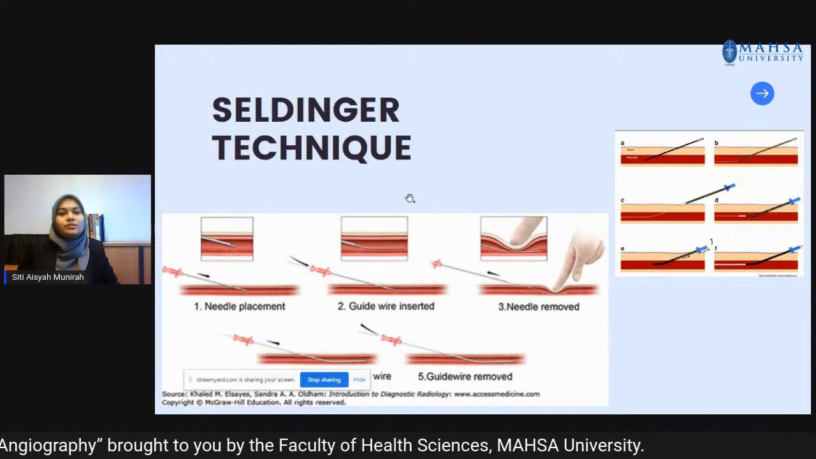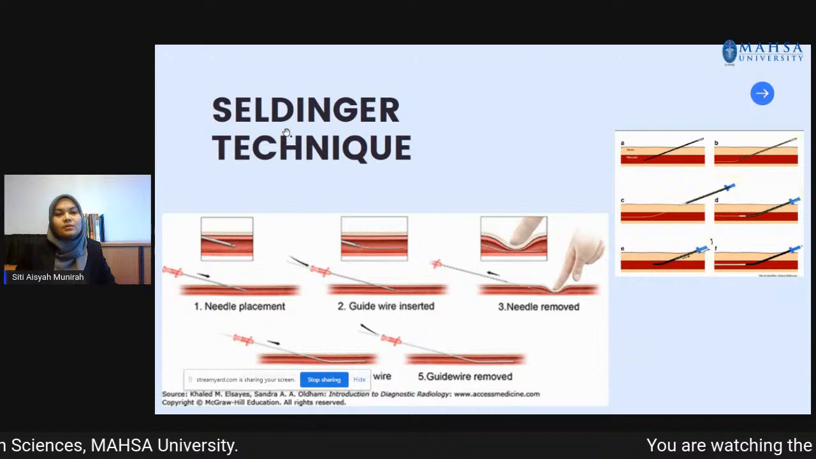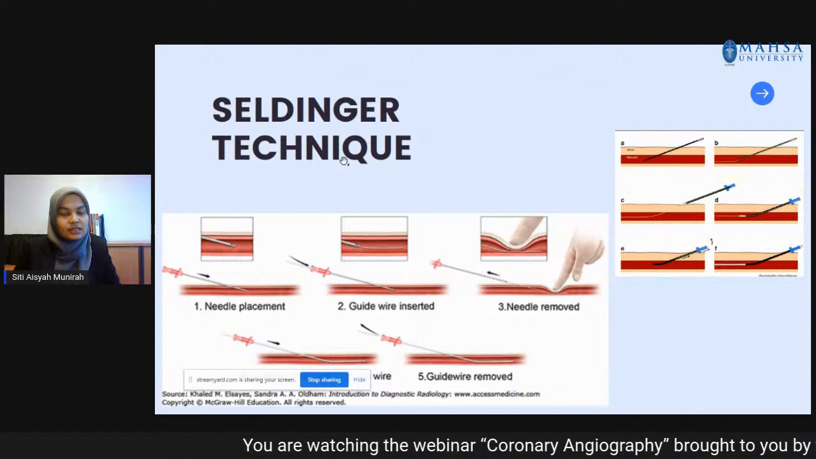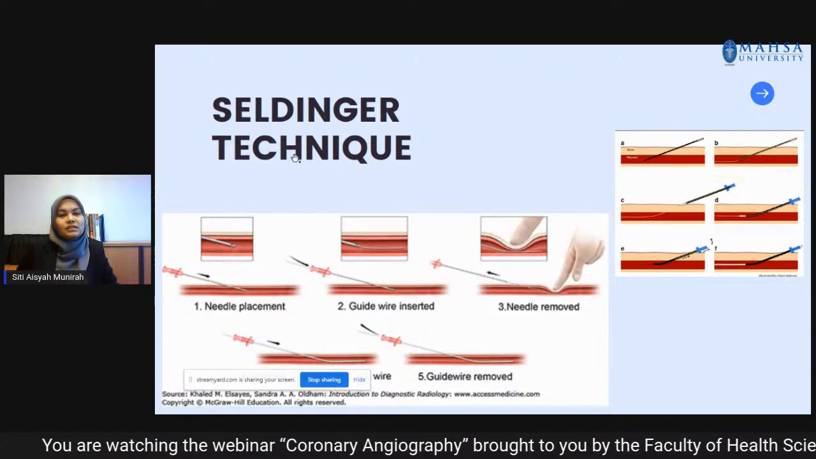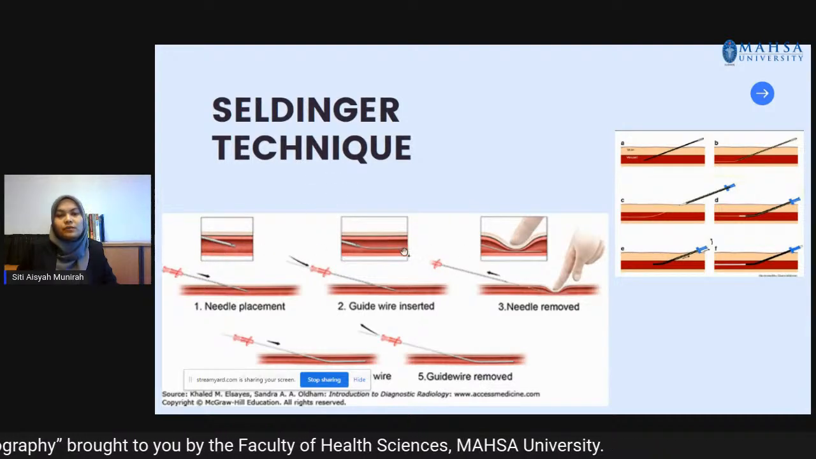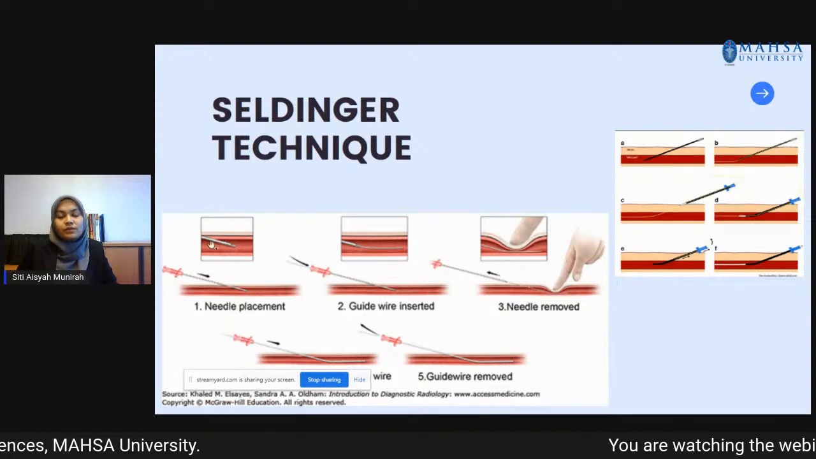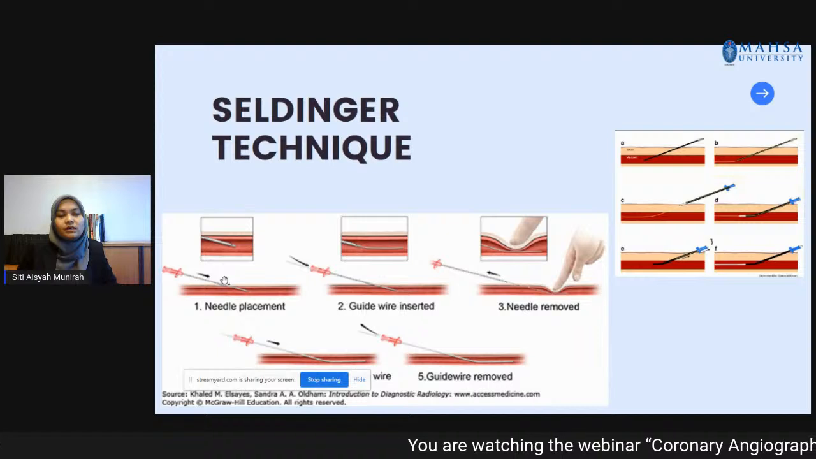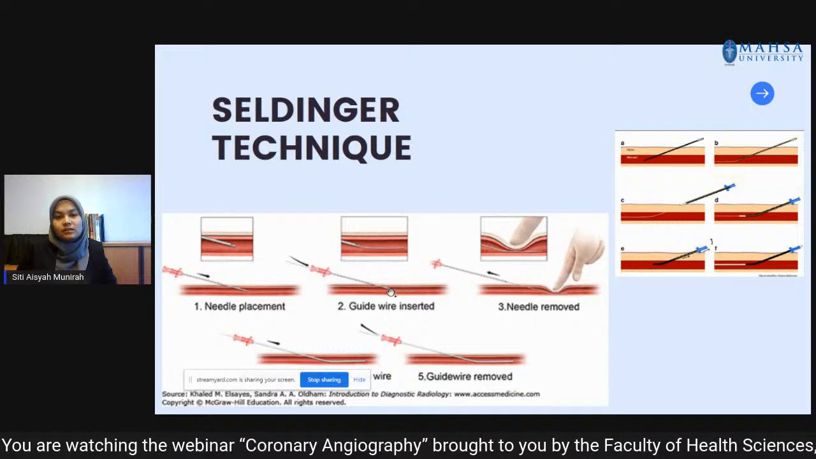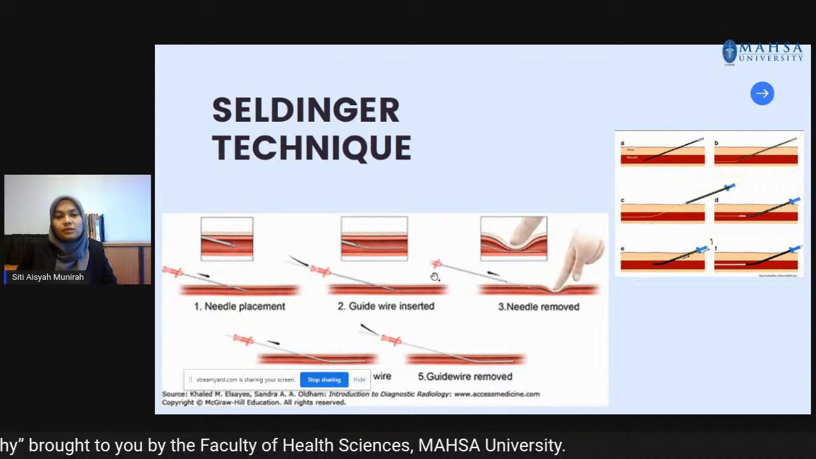In coronary angiography, the technique used is the Seldinger technique. The insertion of the needle inside the blood vessel uses the Seldinger technique, or another name is the skin wall Seldinger technique. Basically, the Seldinger technique provides a safe access to the central vein, which is the blood vessel here. First is the placement of the needle into the lumen of the blood vessel. Then after the needle is within the blood vessel, the guide wire will be inserted through the needle. And then after the guide wire is within the lumen, the needle will be removed.